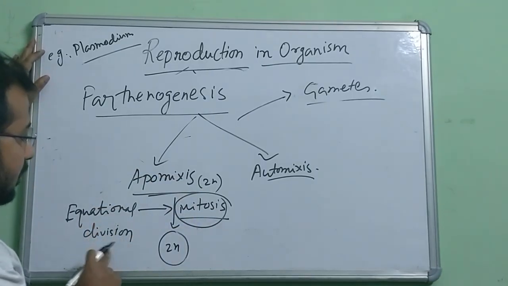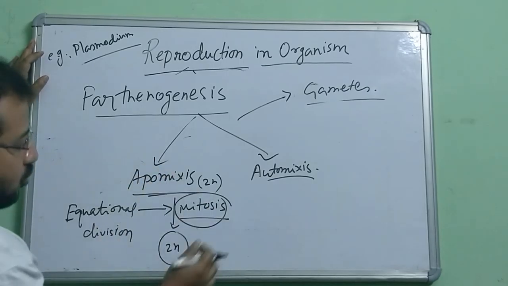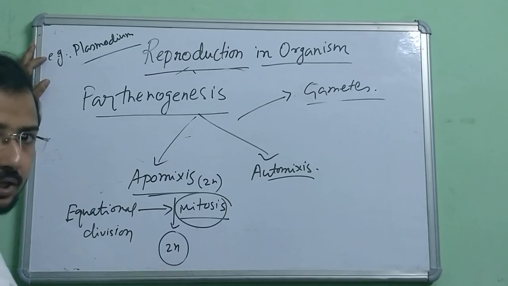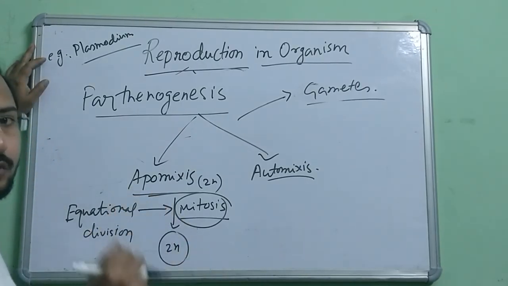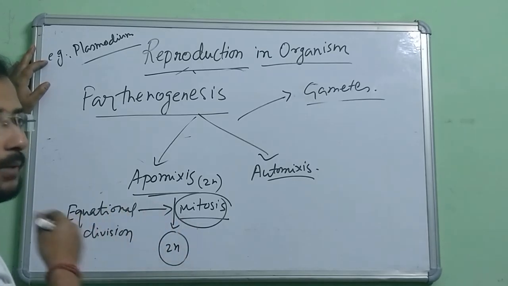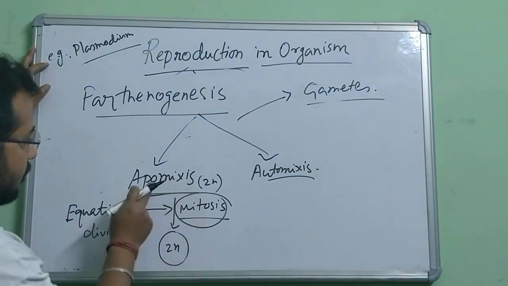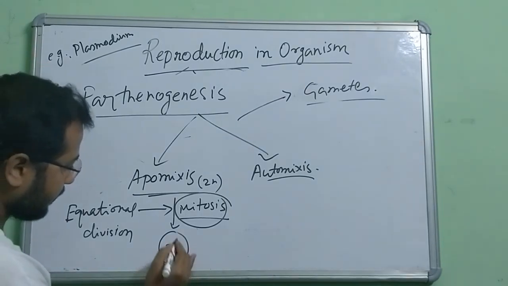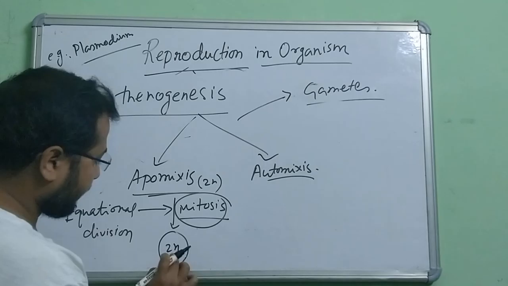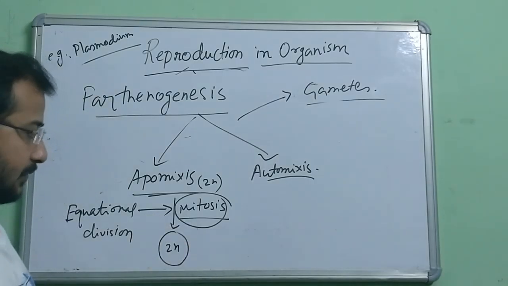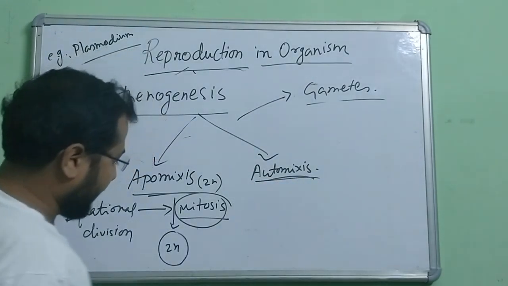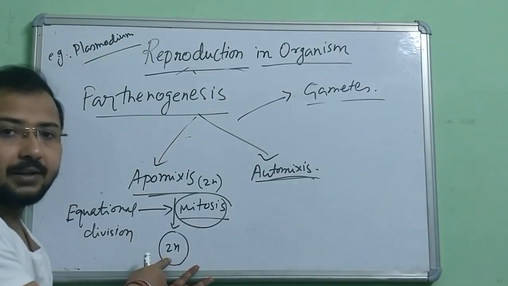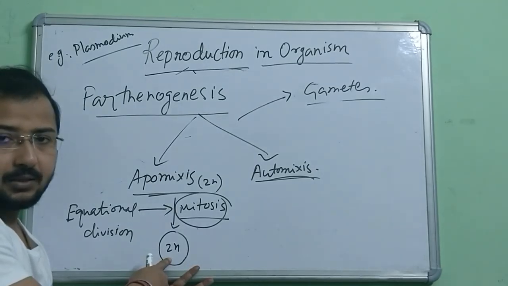Equational division means that if any cell undergoes mitosis, the newly formed daughter cell will have the same number of chromosomes. That is equational division, mitosis. So in apomixis, the cells undergo mitosis, and the new daughter cell has 2n. So this is the gamete; all the gametes have the diploid number, the same set of chromosomes. That is the reason this gamete does not require fertilization. This will be clear.